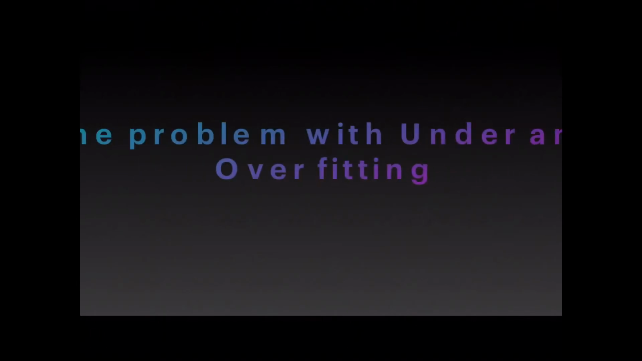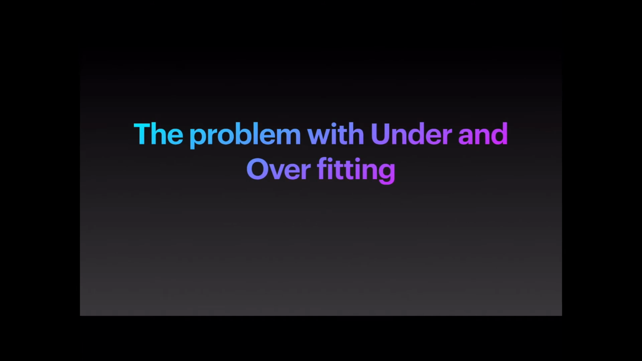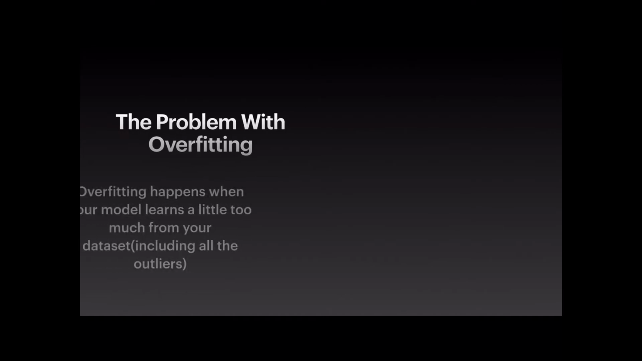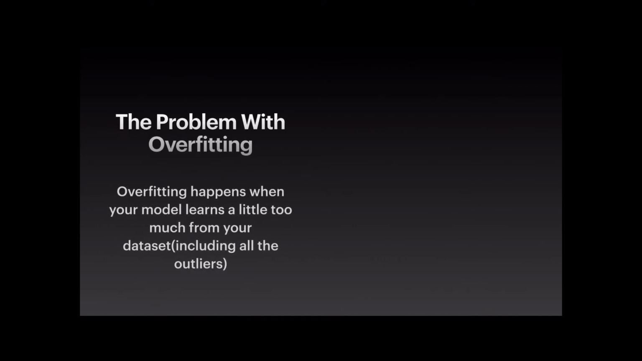In this video, I'll be talking about the problem with under and overfitting. Let's get started. So first, I'm going to talk about the problem with overfitting. So what is overfitting? Overfitting is when your model learns a little too much from your dataset. So what do I mean by this? I mean that it understands every single data point very precisely and accurately.